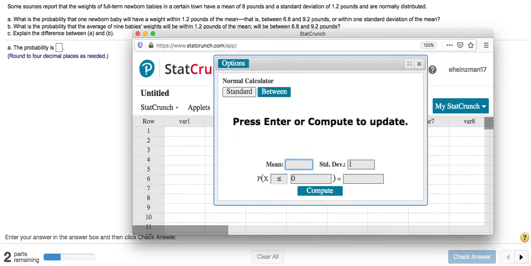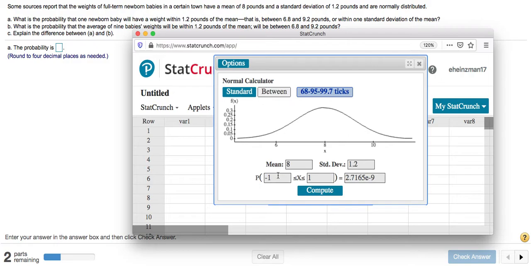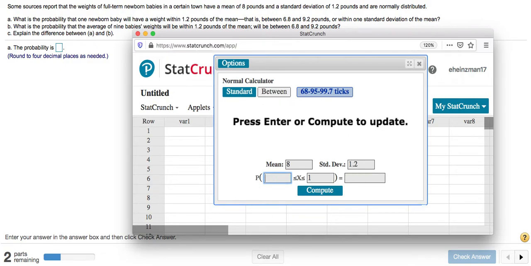We are told the mean is 8 pounds with a standard deviation of 1.2 pounds. And we want the probability that is between two values. So I'm going to click here where it says between. And I'm going to go from 6.8, so that's 1.2 standard errors to the left of this mean. And this upper bound is 9.2, so that's 1.2 standard errors to the right of the mean.